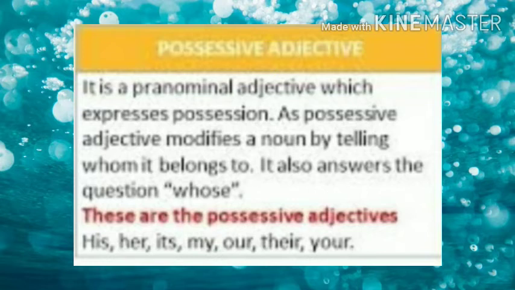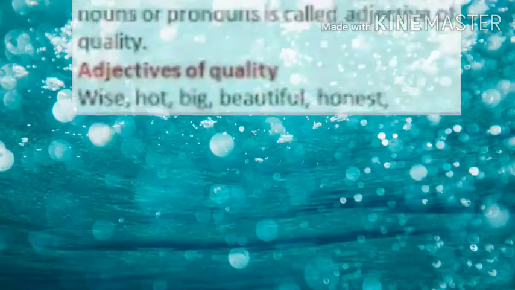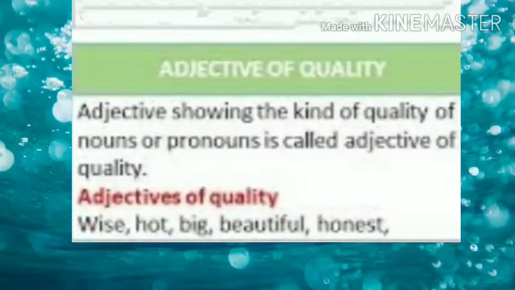Now we will move on to adjective of quality. Whenever the adjective shows the kind or quality of nouns or pronouns, it is called an adjective of quality. For example, wise, hot, big, beautiful, honest. These are the adjectives of quality. For example, there is a beautiful butterfly. Along with butterfly, you are adding the word beautiful. That word beautiful is the adjective of quality.